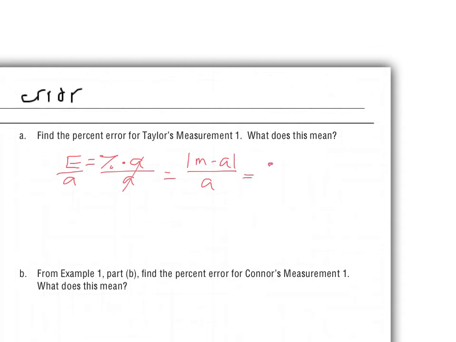Alright, so the absolute error was 0.25. The actual is supposed to be 15. And then when we do this division, this is going to give me my percent of error. When I do that calculation, I'm going to get 0.016 repeating. So if I want to change this to a percent, move the decimal 2 times. This gives me 1.6 repeating percent. So they're 1.6 repeating percent off.